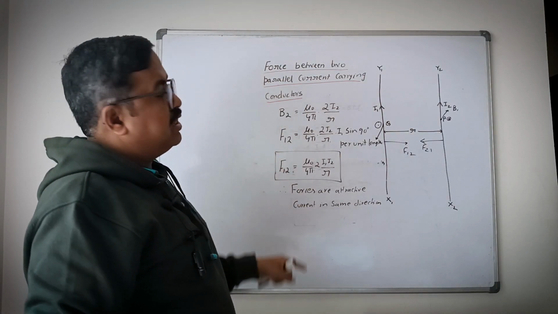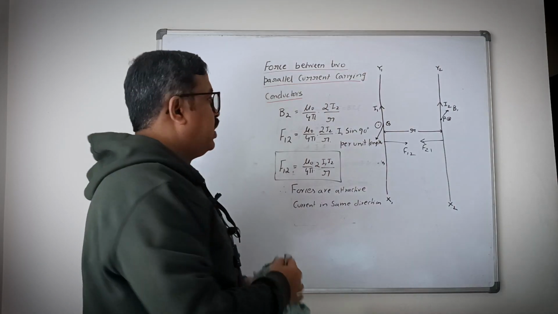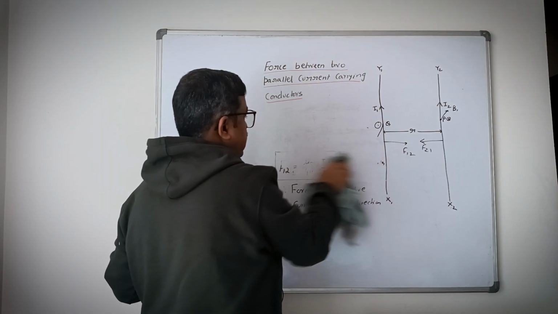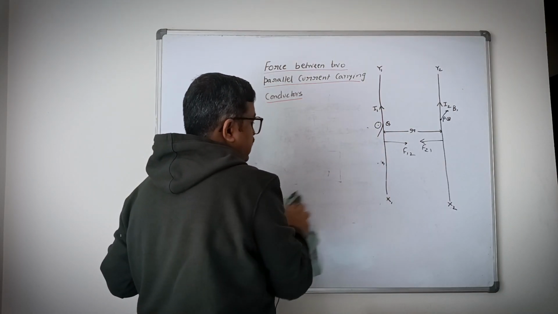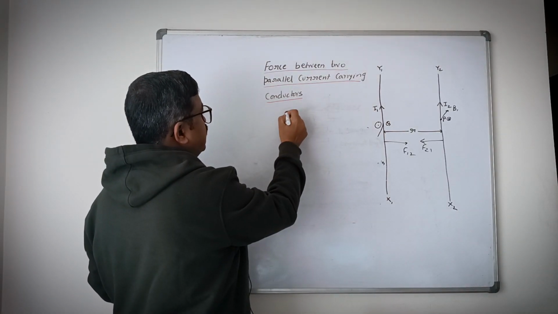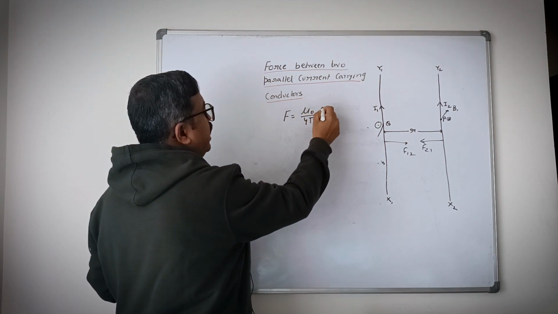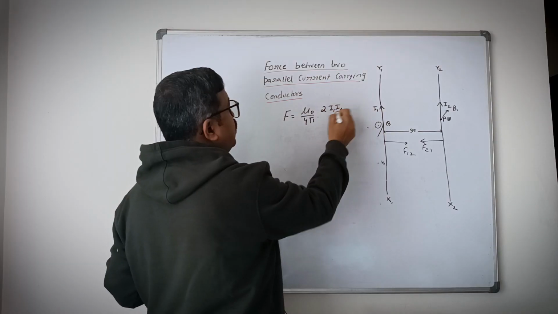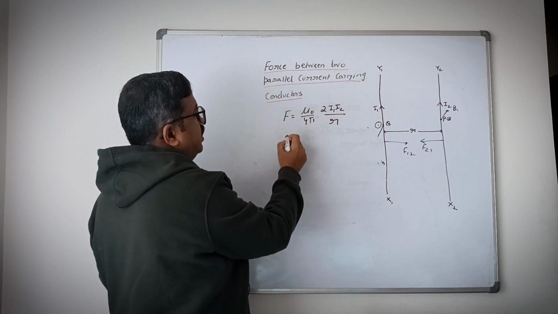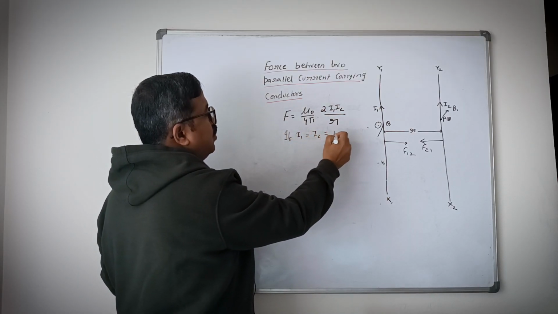Now, whenever we get this question about the derivation of force between two wires, we are also asked to define ampere using this particular formula. So what we do is, first of all, F is mu naught by 4 pi into 2 I1 I2 by R. This is what we got. Then we say if I1 is equal to I2 is equal to 1 ampere.